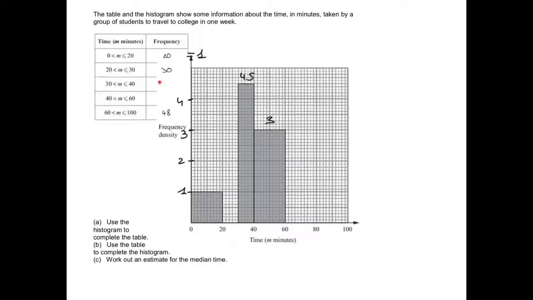The missing frequency here was divided by the class interval, which is 10, to give you this 4.5. So this missing frequency was actually 45. And the missing frequency here was divided by 20 to give you this 3. So this frequency was equal to 60.